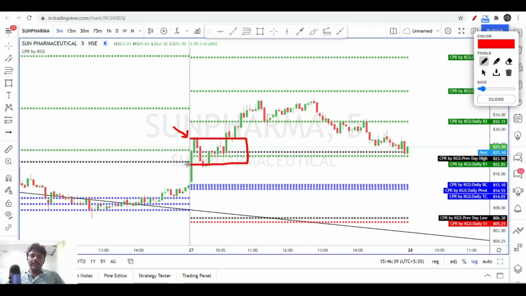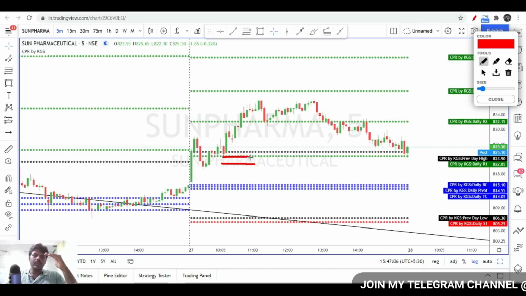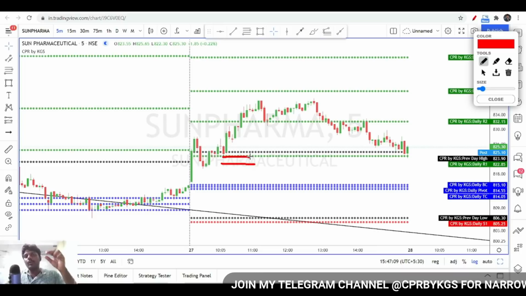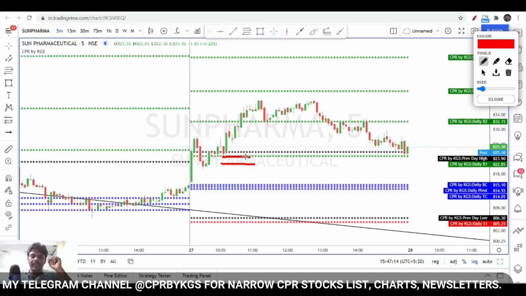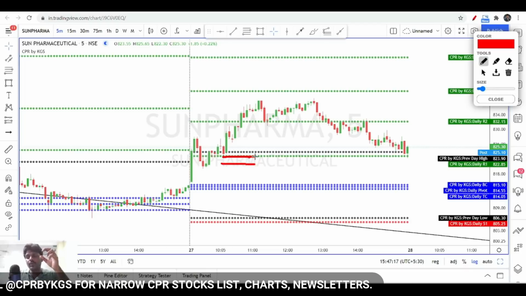So you can clearly see the candles were breaking the day high, the candles were breaking the R1 and previous day high. So this bull candle is a valid entry point in Sun Pharma with the stop loss below R1 and previous day high. If you feel your stop loss is huge, then what you can do is place your stop loss at least a little bit below previous day high. Instead of placing your stop loss below R1 and previous day high, place your stop loss below previous day high, exactly around R1 levels.